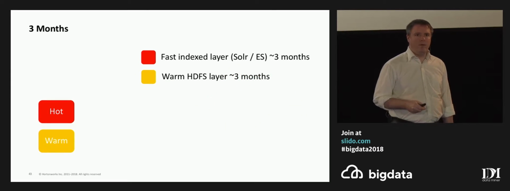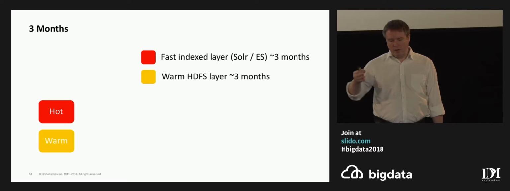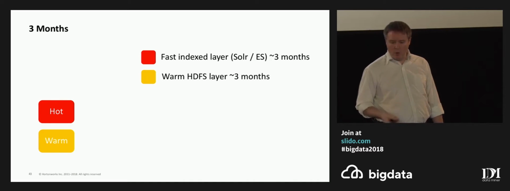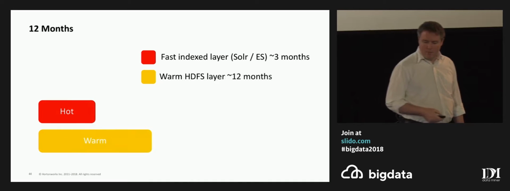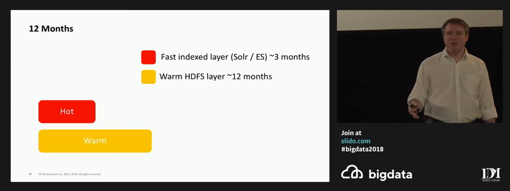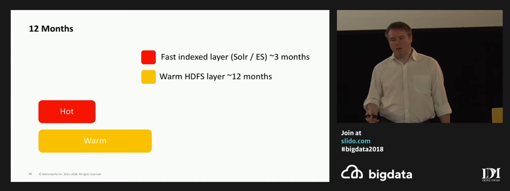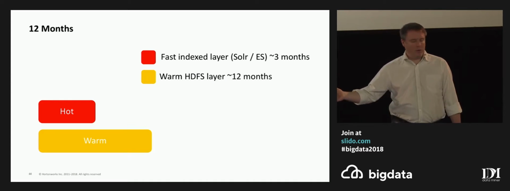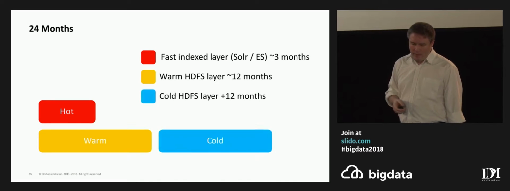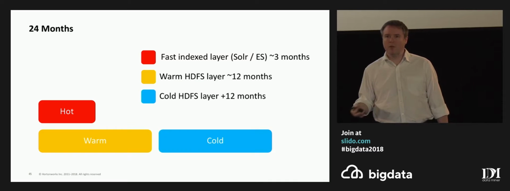So this platform grows sort of initially. You start off with maybe the first 3 months, you deploy a hot and a warm layer. As you grow to 12 months, you'd probably cap that hot layer at about 3 months, somewhere between 1 and 3 months of data. The warm layer would grow through to that 12 months. And then you can start adding cold data on top of that.